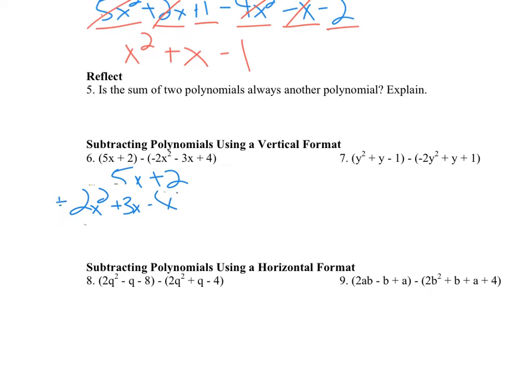And now it's an addition problem like we did before. So it's my only x squared. 5 plus 3 is 8. 2 minus 4 is negative 2.